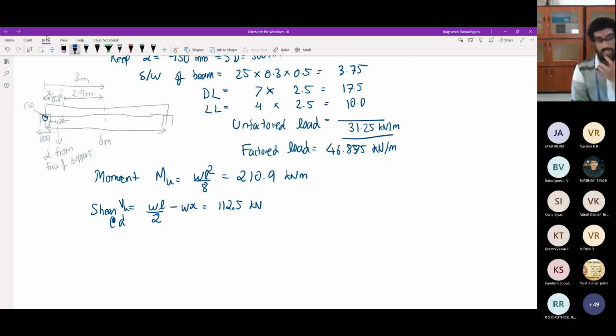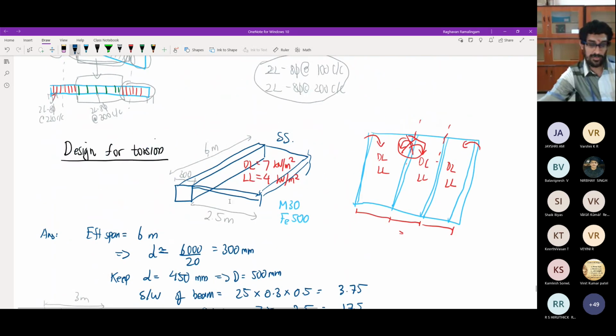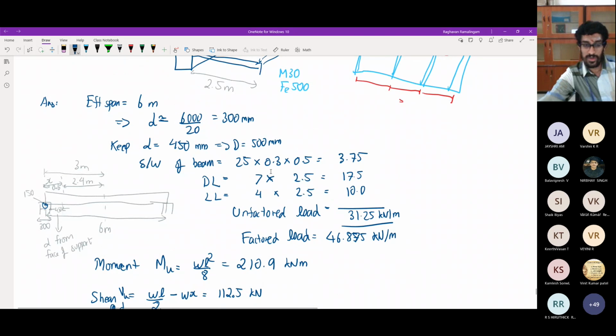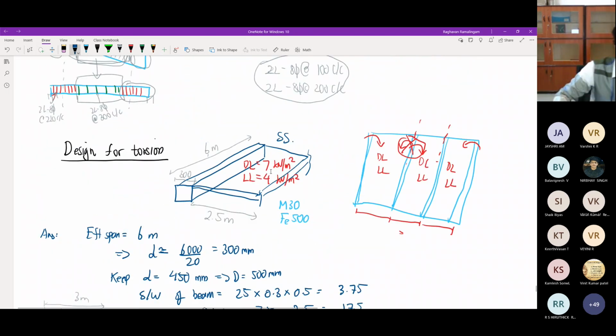Okay, so now what you should remember is these two are just the actual moment and actual shear, coming from the vertical loading. But we also have a torsion. We have not yet calculated anything about this particular torsion. Now, what causes this torsion? Only these loads cause the torsion. These two, which are present outside, this 7 and 4 kilonewton per meter square, present over this 2.5 meters of width, are the ones which cause the torsion.